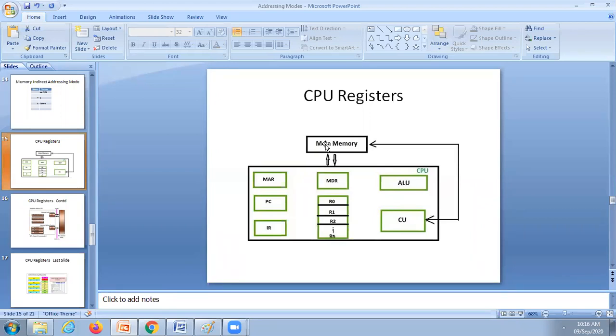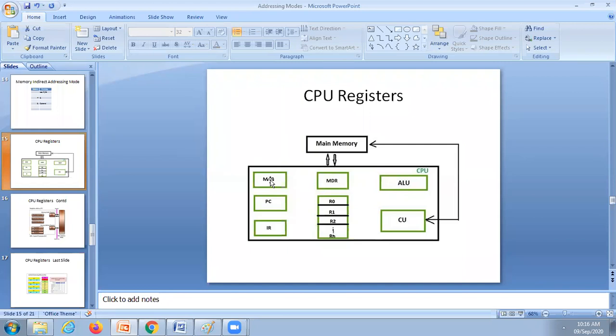Similarly, the MDR holds the value. Value means data, whereas this is address. The MDR holds the data, MAR holds the address of main memory, whenever we are accessing the main memory.